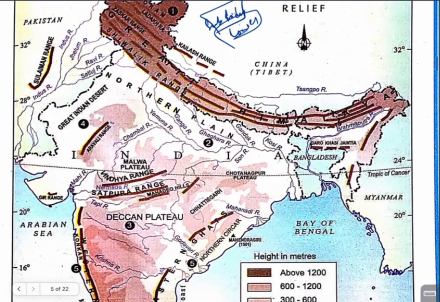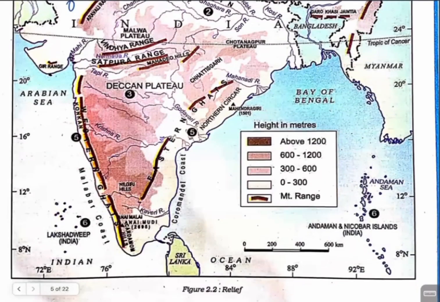So the Deccan Lava is a part of the Deccan Plateau extending from Gujarat to Goa. So this is called the Deccan Lava.